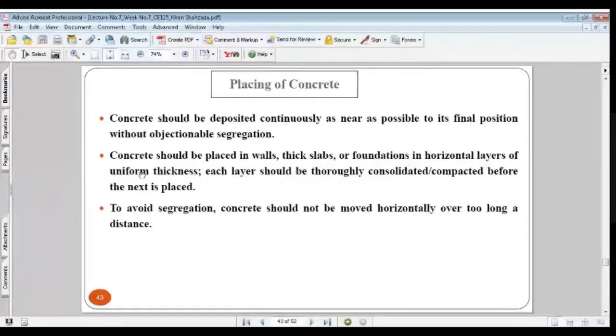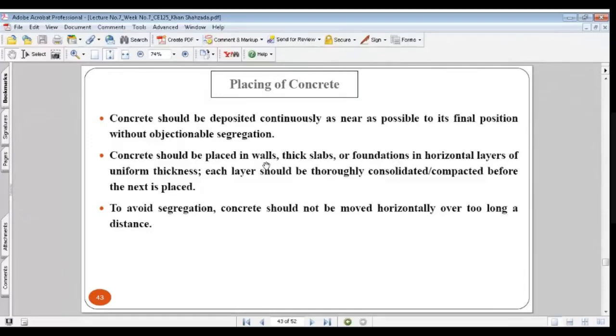The next one: concrete should be placed in walls, thick slabs or foundations in horizontal layers of uniform thickness. If you have this section and you are placing concrete, you have to fill this layer first, then compact it, then place another layer, compact it, then another layer, and then the top layer. That's what they say: concrete should be placed in walls, thick slabs or foundations.